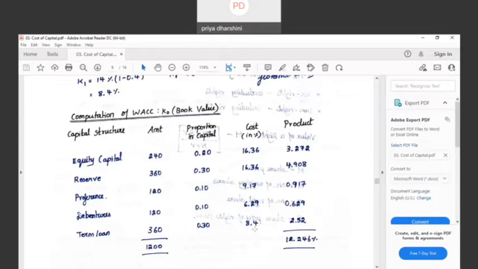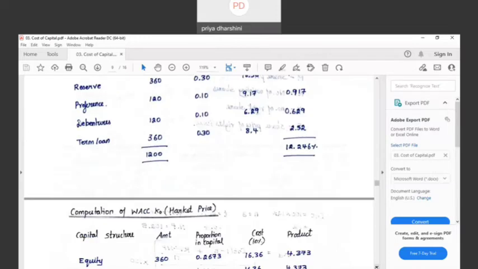We just found the cost. Cost of equity was the same as cost of reserves. We found the cost of preference shares, cost of debentures, and after tax cost of term loans. Multiply proportion in capital into cost, you will get the product. The total of product will give you the weighted average cost of capital.